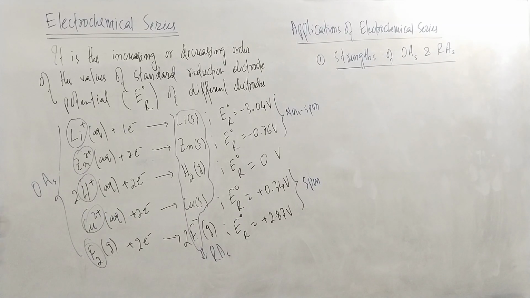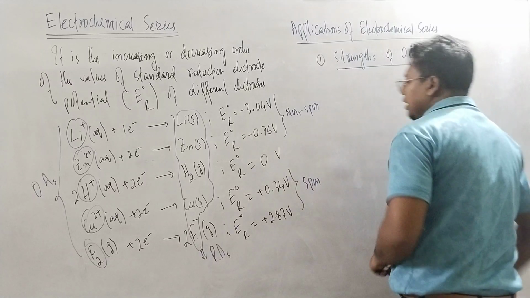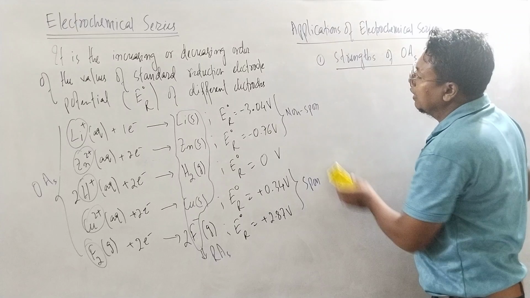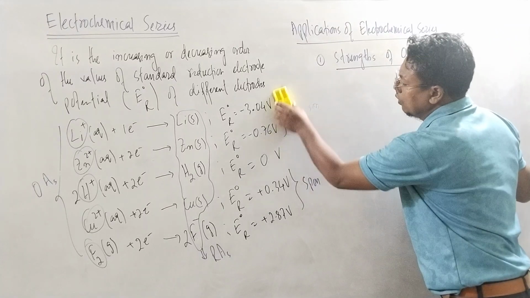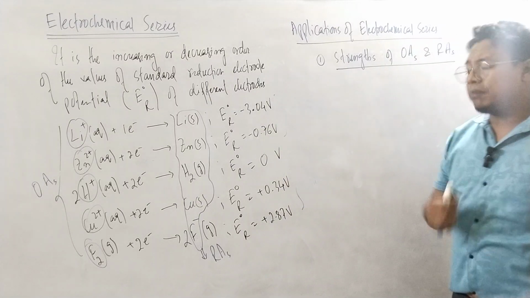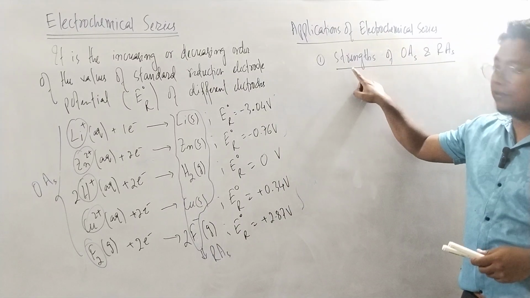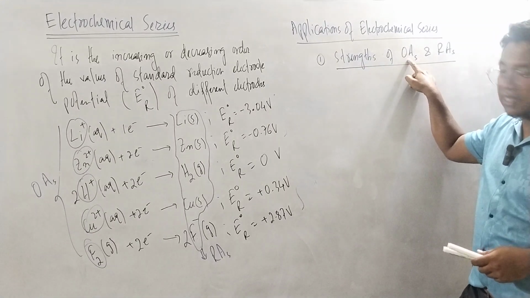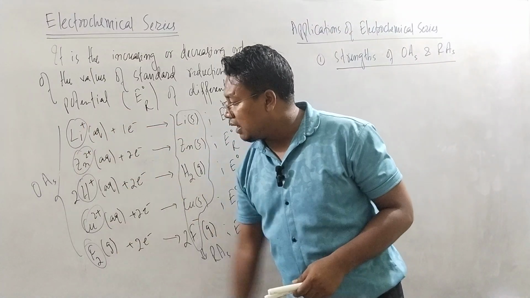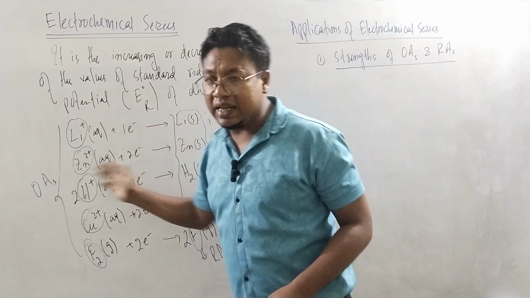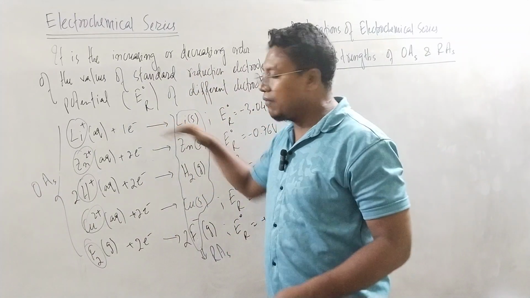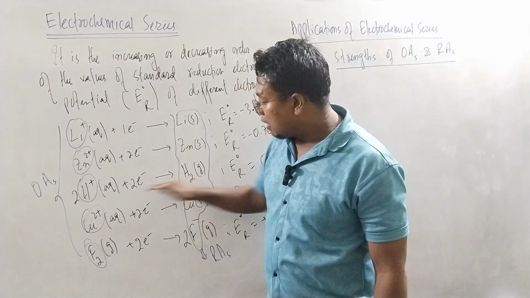Okay, my dear students and friends, let me come to the next topic, applications of electrochemical series. The first application is comparison of strengths of oxidizing agents and reducing agents. I have already told you these will be the oxidizing agents which gain electrons, and these will be the reducing agents which will give out or lose electrons after reversing the reaction.